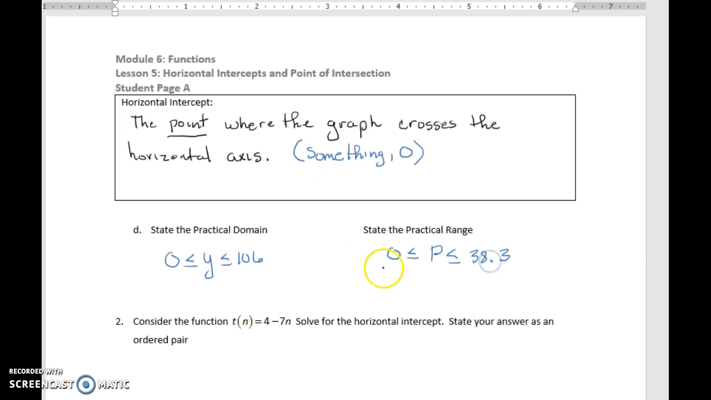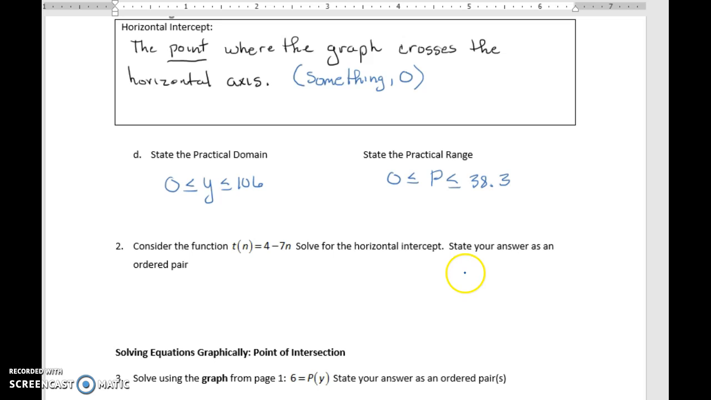Okay, so this is just general review from the exam, from the last couple of ideas that we've been doing, except now we're focusing on this idea of horizontal intercept. So we want to solve for the horizontal intercept of this particular function. And so again, if the horizontal intercept is some value and 0, we know that n is our input and t is our output, so t has to be the 0.